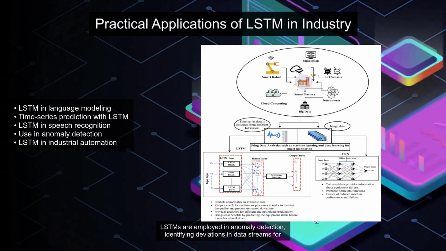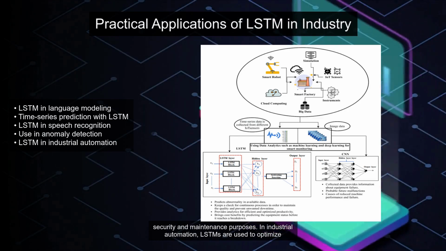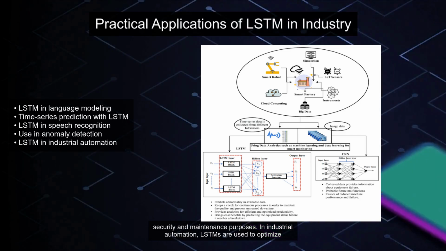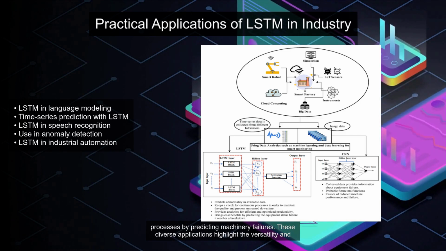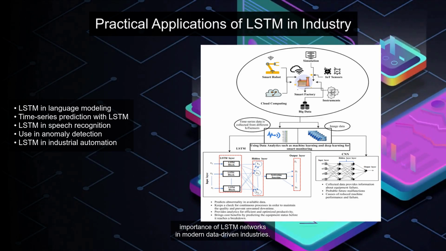Additionally, LSTMs are employed in anomaly detection, identifying deviations in data streams for security and maintenance purposes. In industrial automation, LSTMs are used to optimize processes by predicting machinery failures. These diverse applications highlight the versatility and importance of LSTM networks in modern data-driven industries.